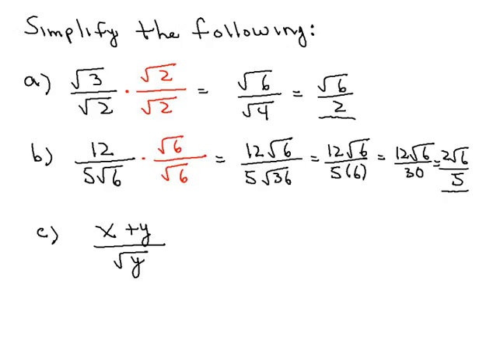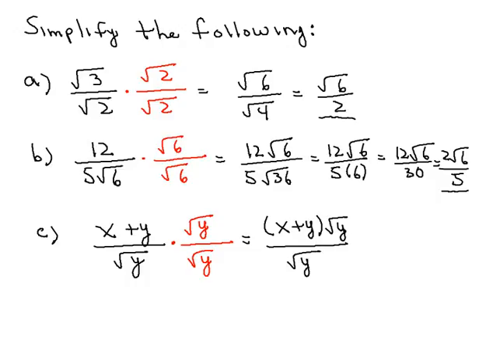And I think you can see what we need to do is to multiply the denominator by the square root of y to rationalize the denominator. And so we'll then multiply the numerator by that as well. So we'll then have on the top the quantity x plus y times the square root of y, and in the denominator the square root of y squared. So we have the quantity x plus y times the square root of y all over just y.